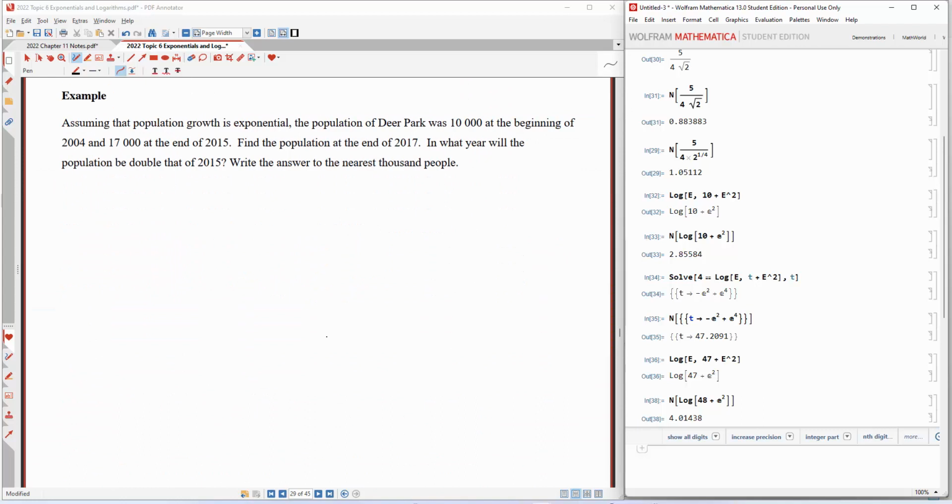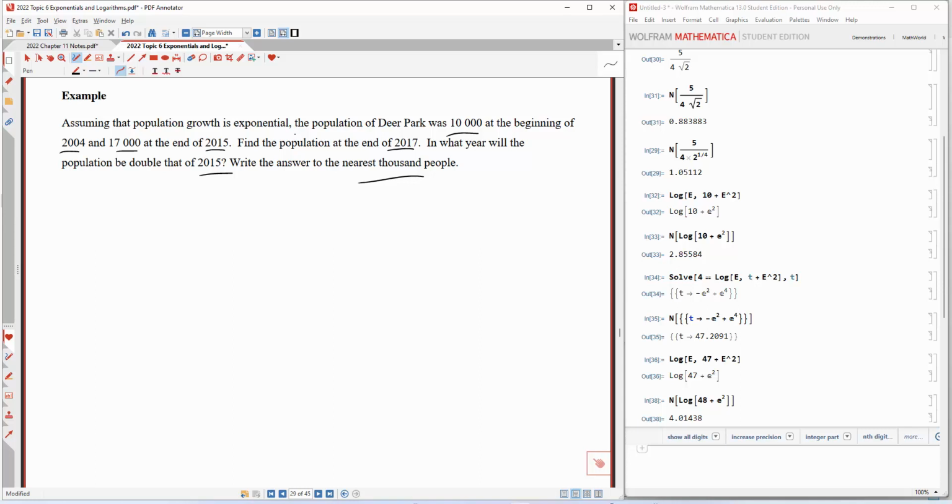Alrighty, and the last question. Assuming that population growth is exponential, the population of Deer Park was 10,000 at the beginning of 2004 and 17,000 at the end of 2015. Find the population at the end of 2017. What year will the population be double? Write your answer to the nearest 1,000 people.